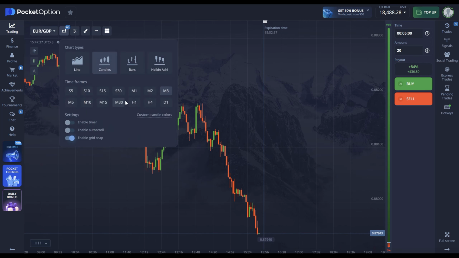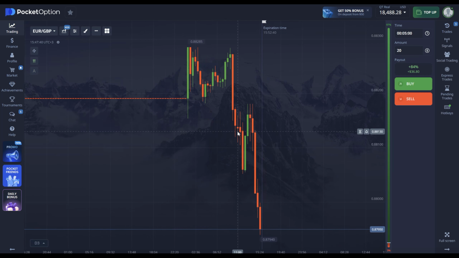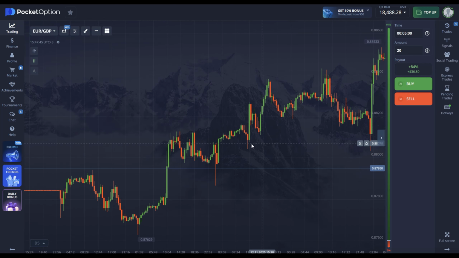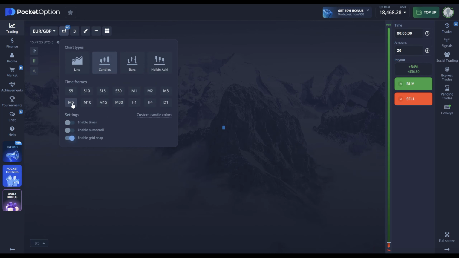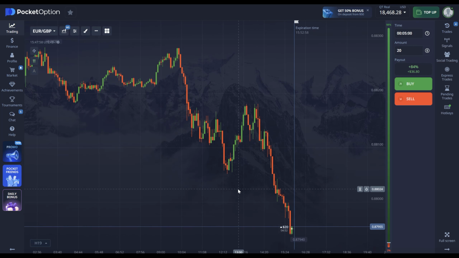So the Euro-British pound has shot up somewhere. Let's look at the bigger picture. Well, on the 30-minute chart, there is a zone. Yes, let's take a risk and see what happens. Honestly, I don't know how this trade will close.